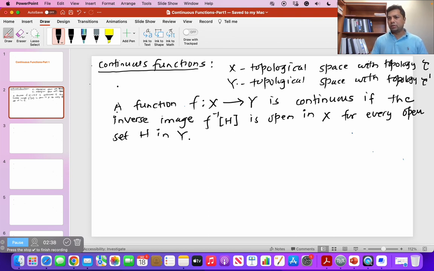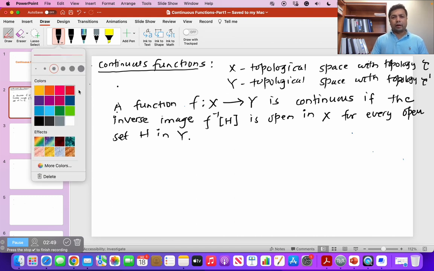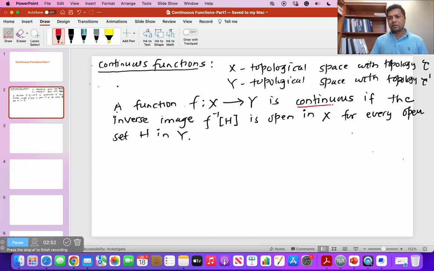We have two topological spaces X and Y with their topologies tau and tau prime respectively. Then a function f from X to Y is called continuous if every inverse image of an open set in Y has to be open in X. If the inverse image of an open set in Y is open in X, then that function is called a continuous function.